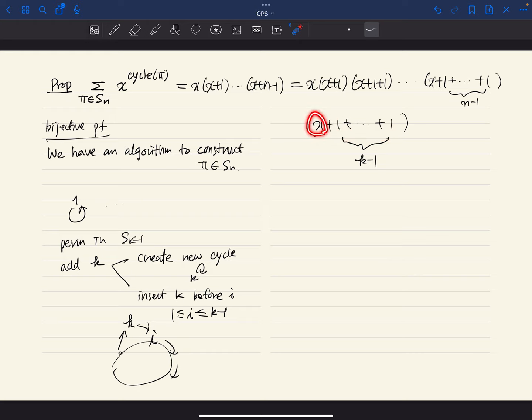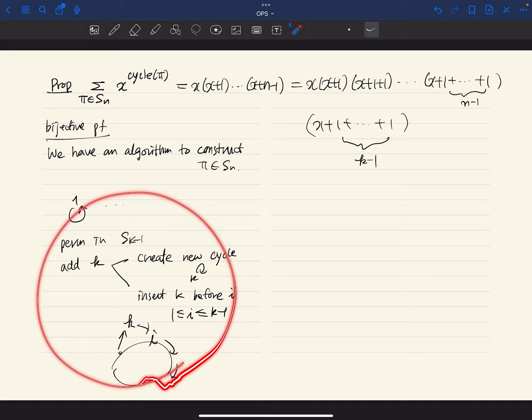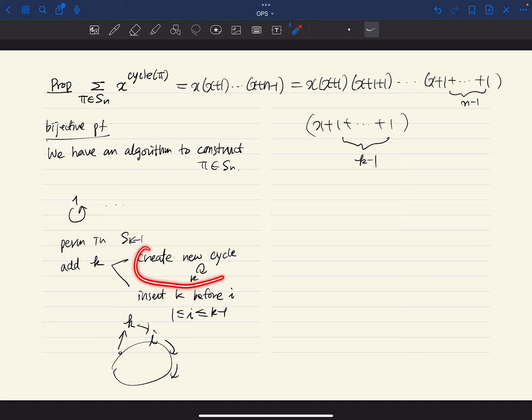And selecting this corresponds to creating a new cycle. And selecting this corresponds to inserting k before 1. And selecting this corresponds to inserting k before 2, etc. So the way you expand this is exactly the same structure as the way we create a permutation. And this x really follows the number of cycles, because if you create a cycle, you multiply x. So that's basically the proof. So that's the bijective proof of this in words.